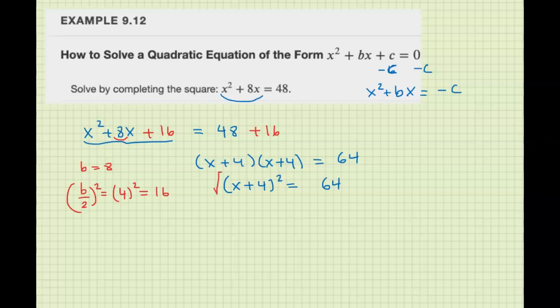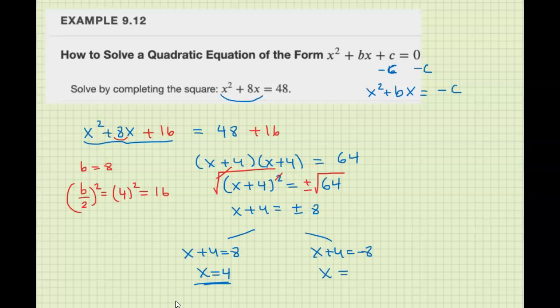We're going to take the square root of this side to cancel out, plus or minus the square root of 64. We get x plus 4 equals plus or minus 8. So we have two equations. x plus 4 equals 8. Subtract 4, we get x equals 4. And x plus 4 equals negative 8. Subtract the 4, and we get x equals negative 12.